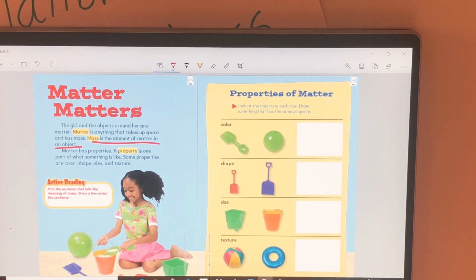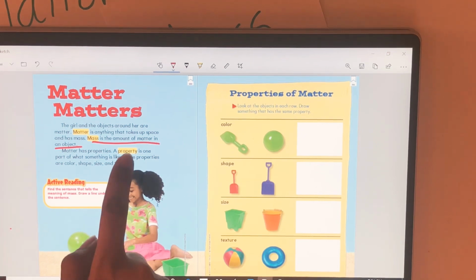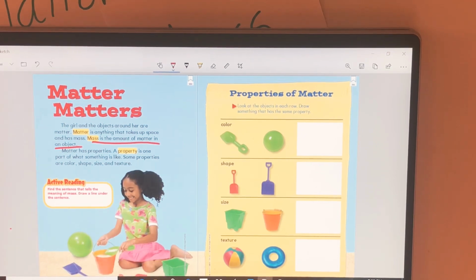What other words do we have here? We have matter and we have property. Matter is anything that takes up space and has mass, and we already read about mass. Mass is the amount of matter in an object. What about property? Property is one part of what something is like. Some properties are color, shape, size, and texture, just like I told you.